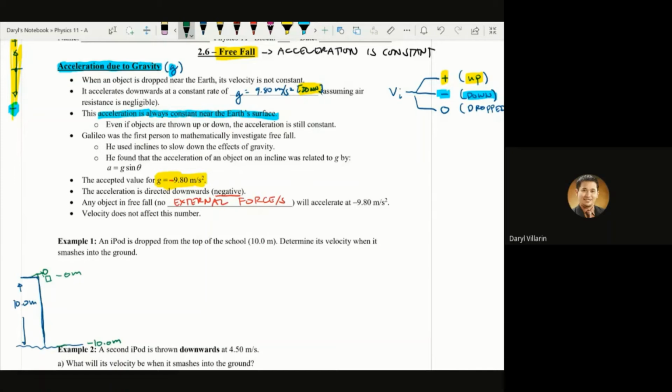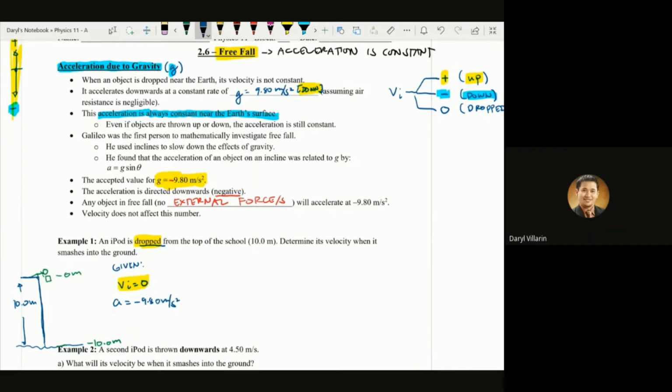Determine its velocity when it smashes the ground. So to write the given quantities, well, it is being dropped. So that means that my Vi is 0. Again, that word, automatically Vi is 0. Then this is just a freely falling object. You're just dropping it, so try to assume that there's no air resistance. Therefore, the acceleration is just negative 9.8 meters per second squared.